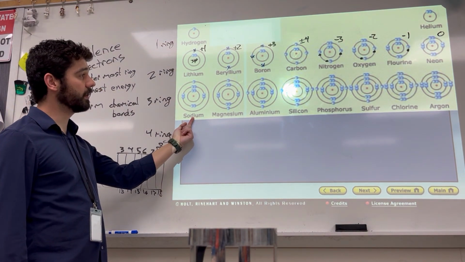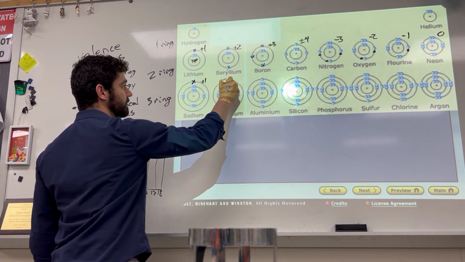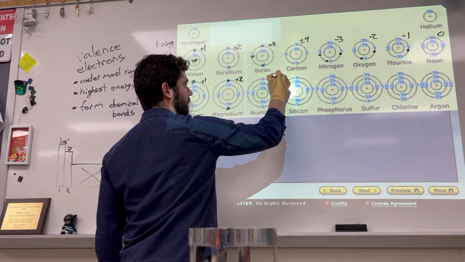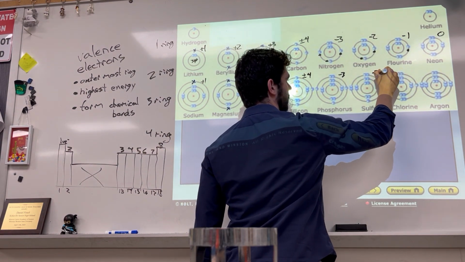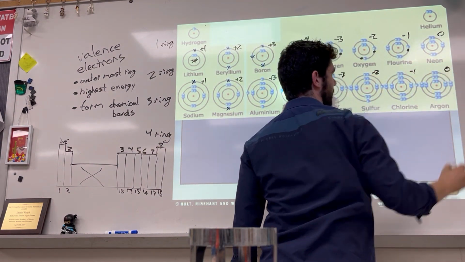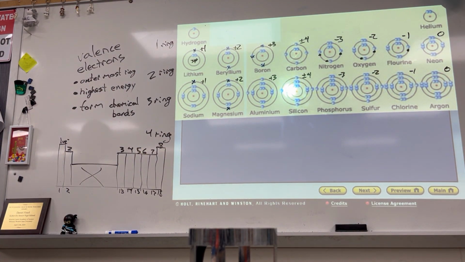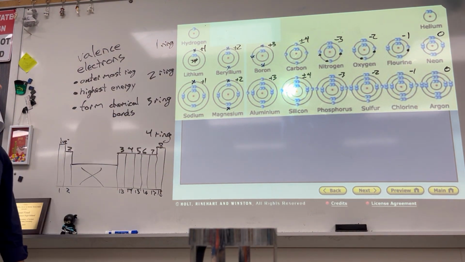This is closest to neon, yes? But to be like neon, we gotta lose one. You're right, same thing. Okay, if we were to go down to potassium, it'd be the same story. It would be more stable to lose an electron and be like argon, okay?